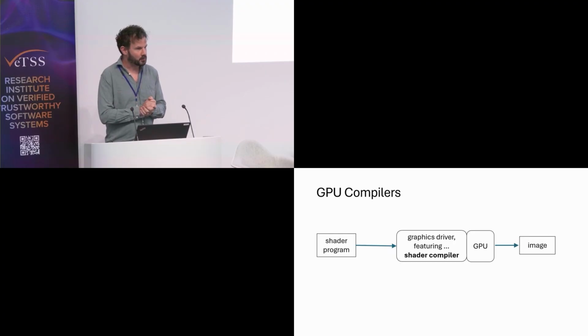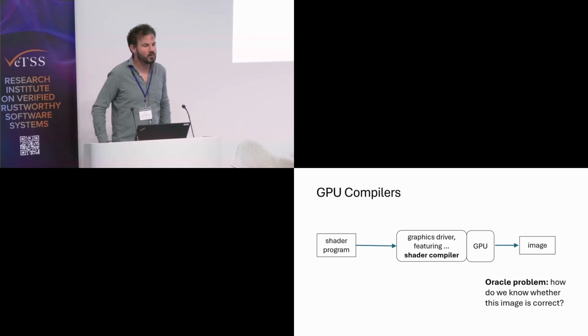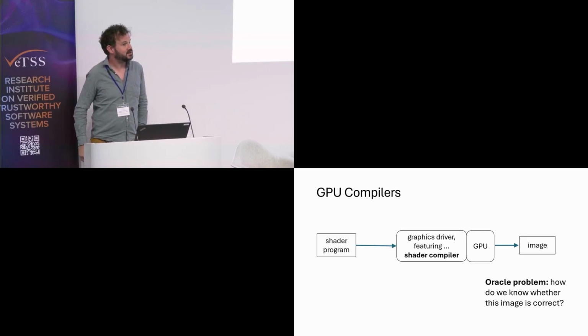But if you push a shader program through the graphics pipeline, then we're going to get frames out, right? We're going to get an image out. And the oracle problem here, if we care about GPU compilers, is: if we take a shader program and push it through a graphics pipeline, it runs on the GPU, and we get a frame, how would we know whether the image that we see is actually the correct image?